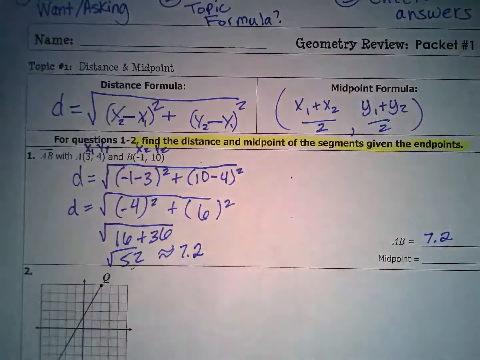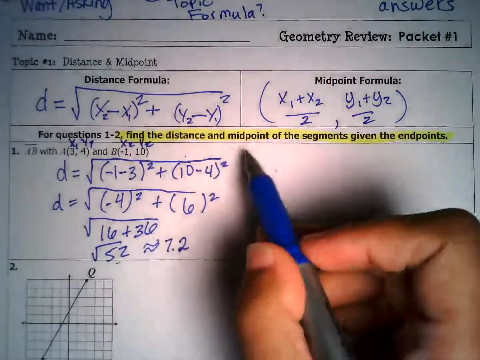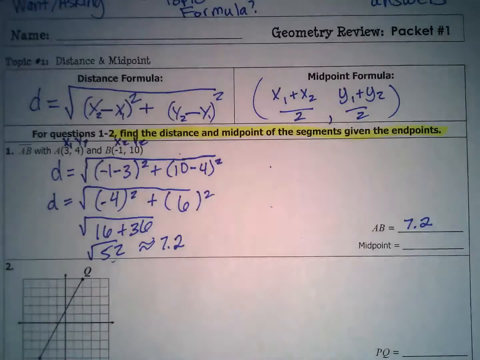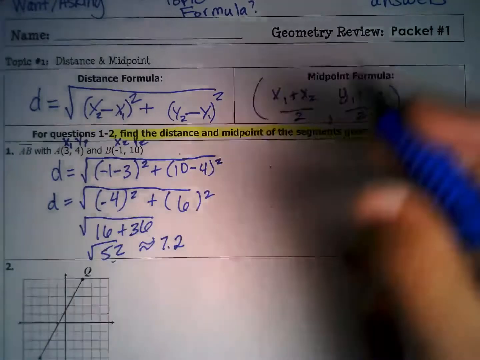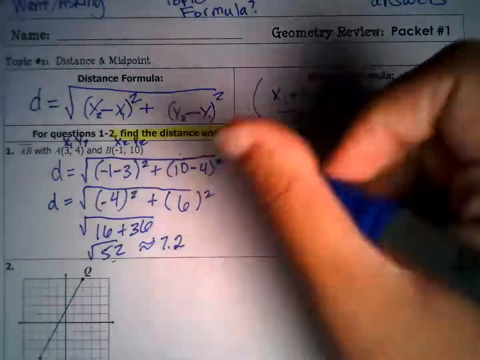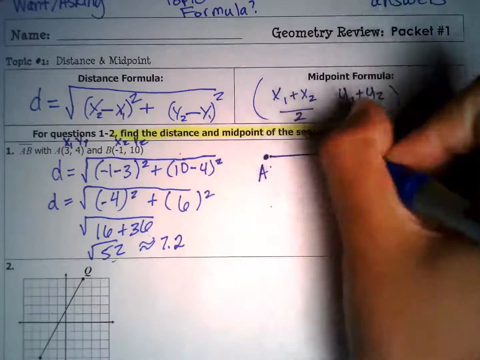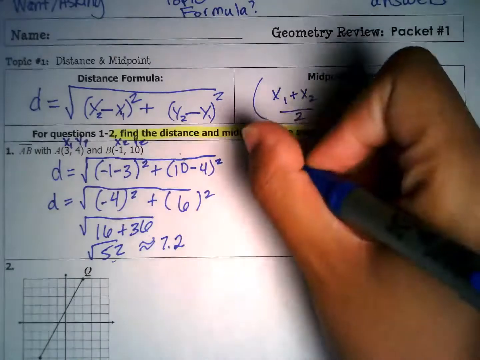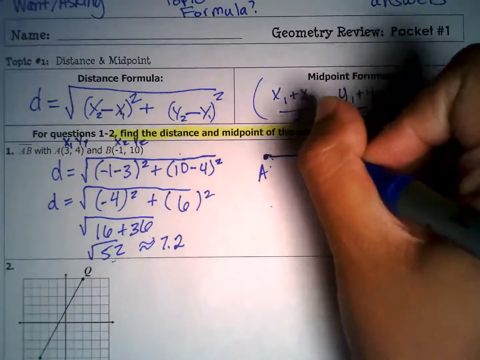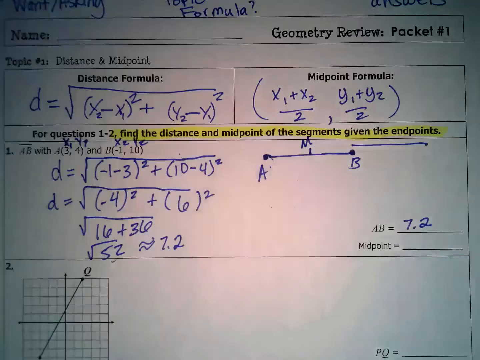Perfect. Now, we have to do the second part of the problem, which is the midpoint. Let's find the midpoint. We have some shortcuts here, but it also depends on what they give us. They give us the endpoints. That means I'm going to have a segment here. Look, here's A. Here's B. They give us A and B. We need to find M.